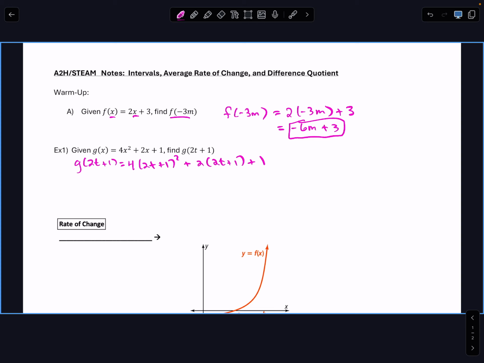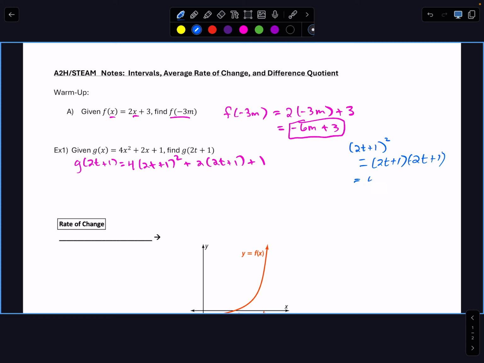Now, when you square 2t plus 1, you should end up with a trinomial. The common error is to just square the beginning and square the end, and that is not true. The square of that is not a 2-term binomial. It is a trinomial. What you need to be doing is taking 2t plus 1 times 2t plus 1.